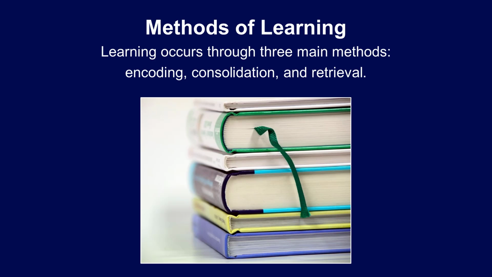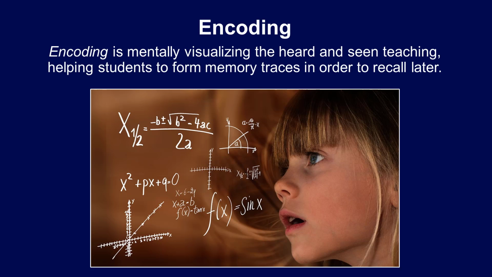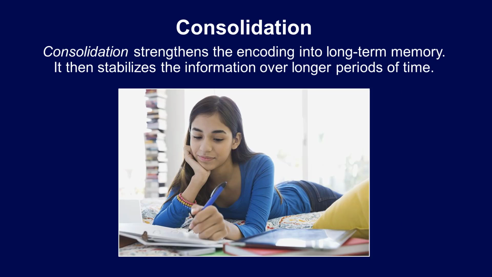Based on research by Brown, Roediger, and McDaniel, learning occurs through 3 main methods: encoding, consolidation, and retrieval. Let's explore the meaning and examples of each of these terms. Encoding allows us to mentally visualize the heard and seen teaching, which assists us in forming memory traces and the ability to recall the information later. Encoding could be visual effects or a sound or image connected with your instruction, which can often help it become more impactful than a simple lecture.